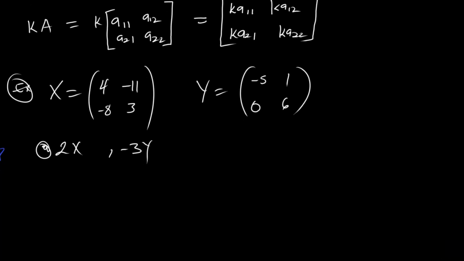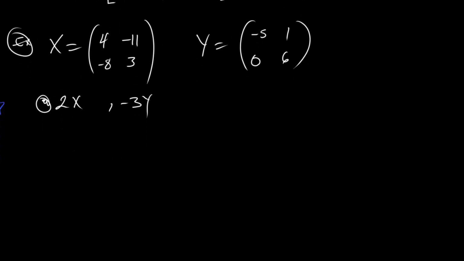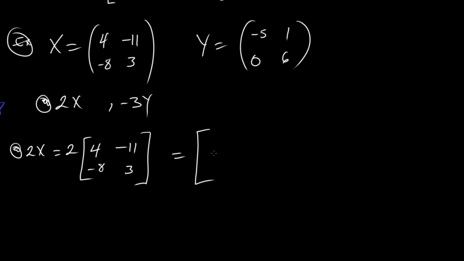So in this case, we are just asked to multiply scalar 2 by the matrix X. The first one is 2X, so this is going to be 2 multiplied by X, and X is 4, -11, -8, 3. You multiply each element of matrix X by 2. I'm going to have 2 multiplied by 4 to give me 8, 2 multiplied by -11 to be -22, 2 multiplied by -8 to be -16, and 2 multiplied by 3 to be 6. So this is simply multiplication of 2 and X.